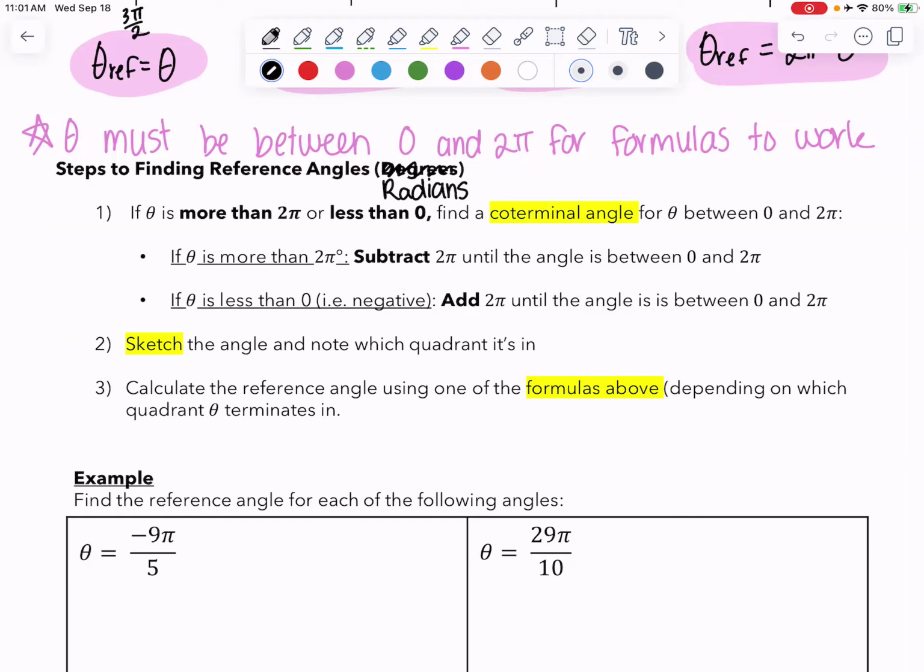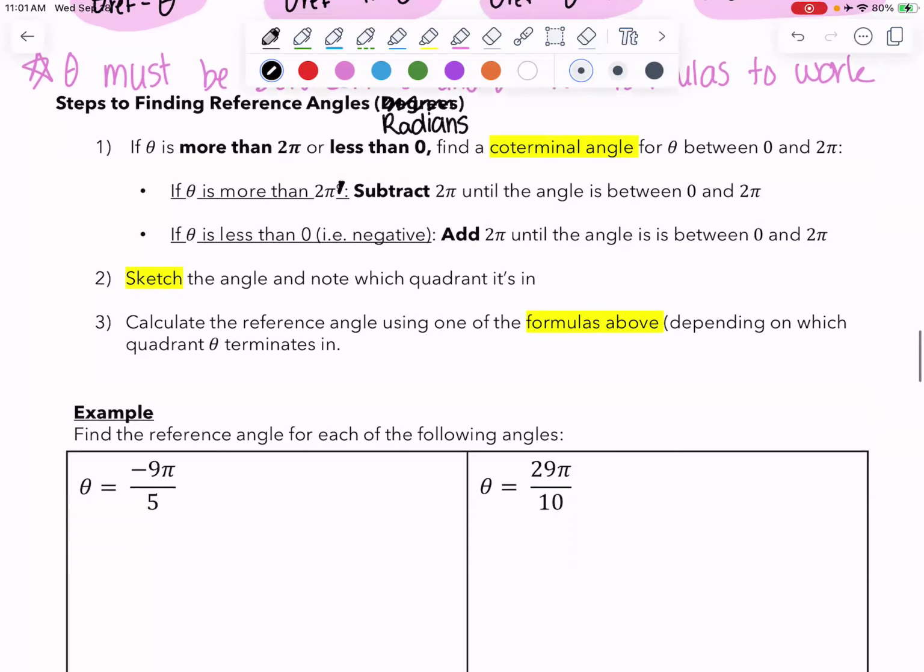So it's the same process as degrees. It's just in radians. And so instead of adding 360 degrees, you're adding 2 pi or subtracting 2 pi, depending on if theta is more than 2 pi. That also should be fixed. Errors everywhere. It should just say 2 pi. If theta is more than 2 pi, we subtract 2 pi until the angle is between 0 and 2 pi. If theta is less than 0, we add 2 pi until the angle is between 0 and 2 pi.